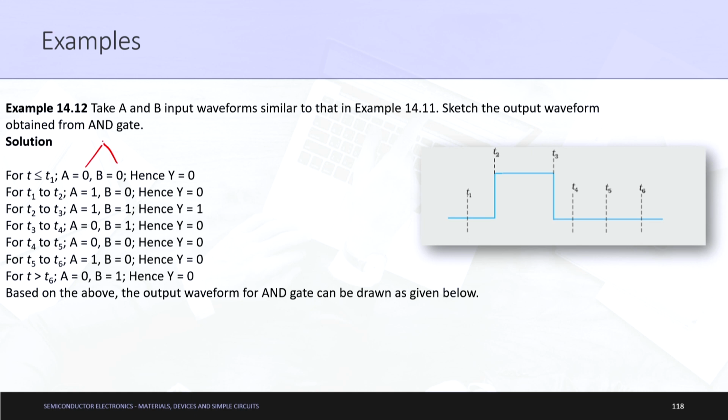If A is 0, B is 0, Y is 0. Even if you find 1 0, the answer will be 0 only. Here, as both are 1, you will get the answer as 1, then again 0 0, so it will be 0. As you can see, the output is 1 only when both are 1. For only a single time frame, between T2 and T3, we got the output as 1, and every other time it is 0, fine. Based on the above, the output waveform for the AND gate can be drawn as given below.